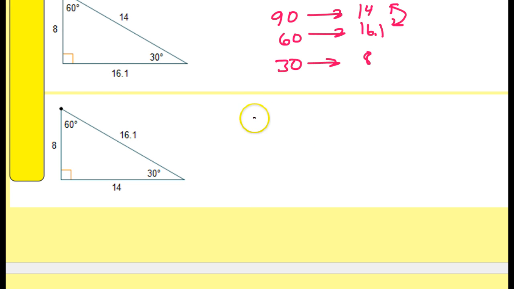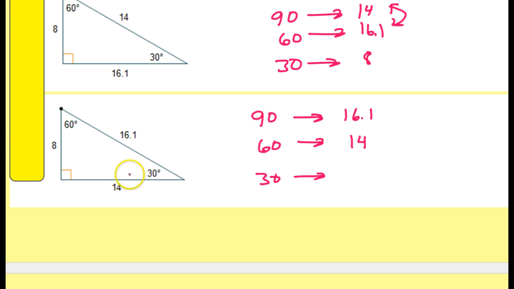So we're down to the last choice, and I'm really hoping this is going to be the answer. Once again, 90, 60, 30, biggest to smallest. If this is a proper triangle, the side lengths should be biggest to smallest. Across from the 90, we have 16.1. Across from the 60, we have 14. And across from the 30, we have 8. Finally, we see that the side lengths are also in order from biggest to smallest. So this is a proper triangle, which means this last one should be the answer. And there you go.